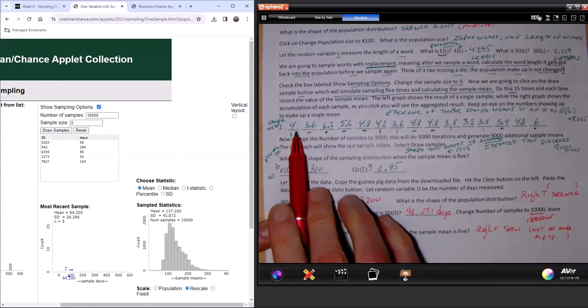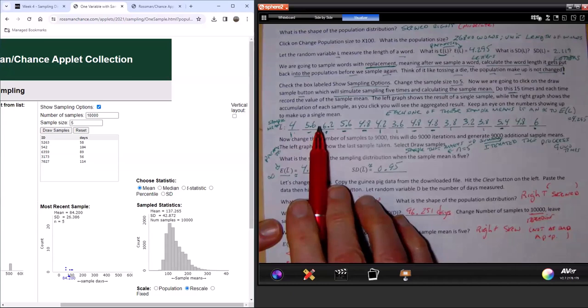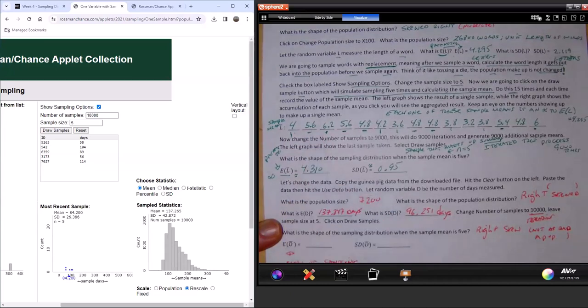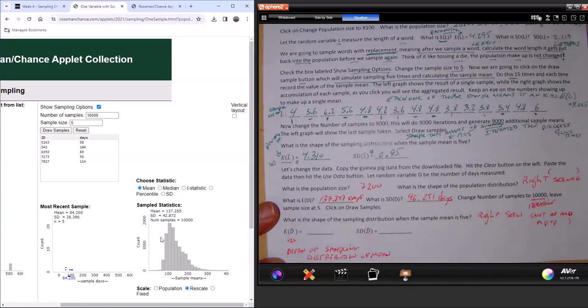Again, what we're saying is each little individual point on that histogram is a sample mean. And this is the sampling distribution of those means. And this is the mean of all those means. So when I come over here, it looks like it's 137.265. And the standard deviation is 42.7.